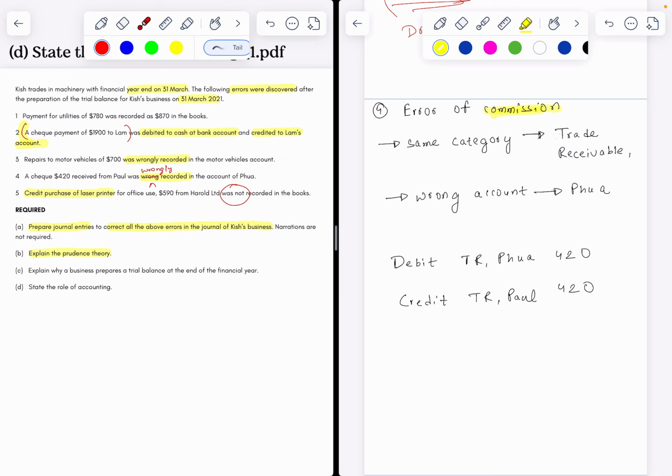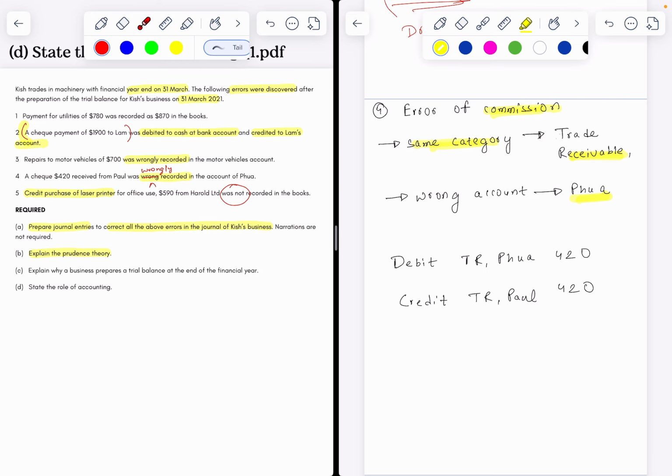So what do we understand by that? Same category here is referring to the category of trade receivable. So Paul and POA are our credit customers, all right? So they are our trade receivables. And when we received the money from Paul, we ended up recording it in the account of POA. All right, so we know both Paul and POA are trade receivables, obviously falling in the same category of current assets, but the wrong account has been used, which is to use it in the account of POA rather than in the account of Paul.